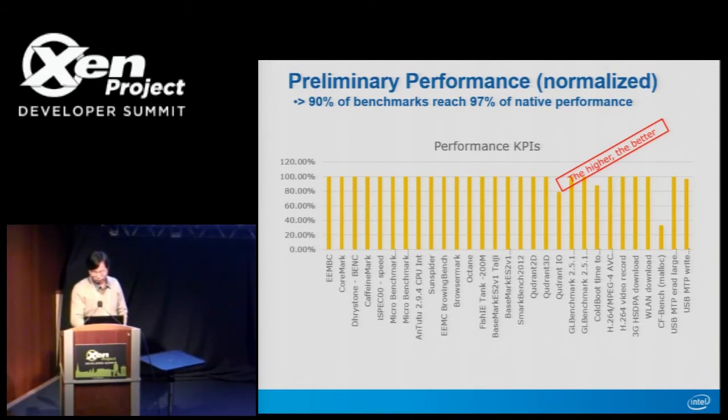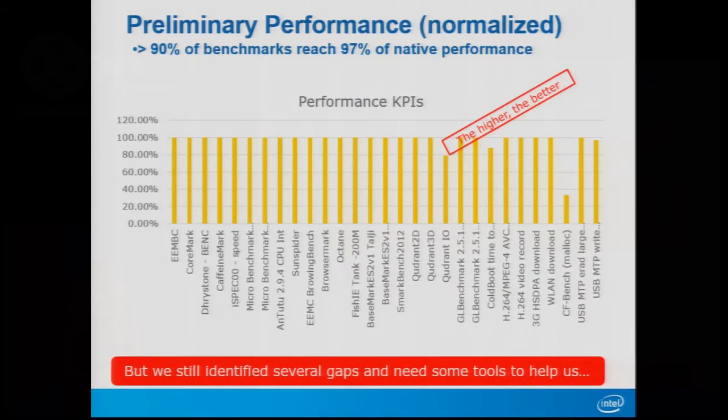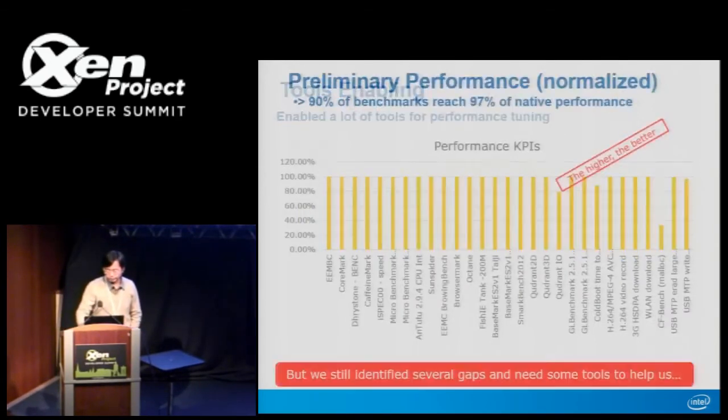Another issue is about the SafeBench. SafeBench has many different KPIs, but one of the KPIs is to measure the malware performance. We found that the performance is just 33% of the native one. It's bad. So we identified gaps on both power and performance, and we needed to develop some tools to help us.